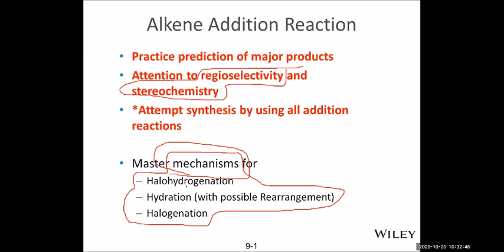First one is hydrohalogenation. The second, hydration, is adding water. Hydration is just adding water. It sounds very simple, but it's actually not just simply adding water to the double bond. It goes through a process. And then halogenation, adding the halogen elements to the double bond. So these 3 reactions are the main focus.